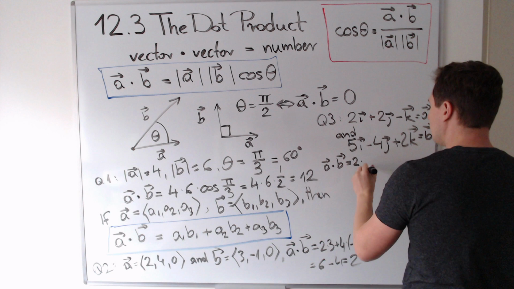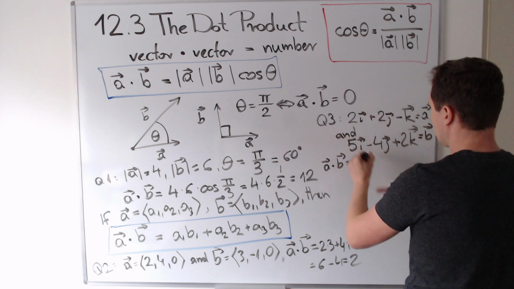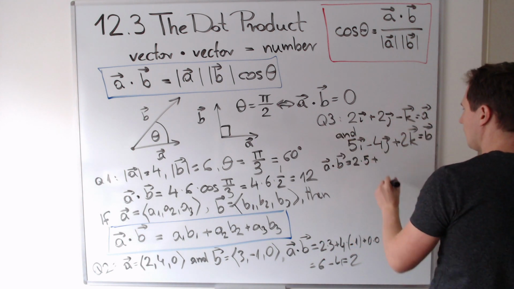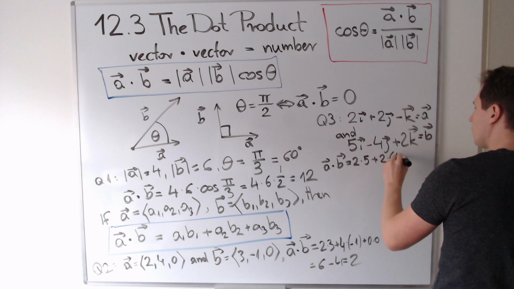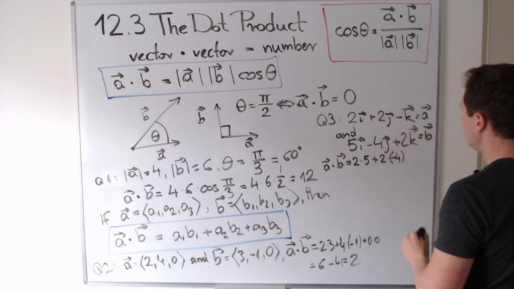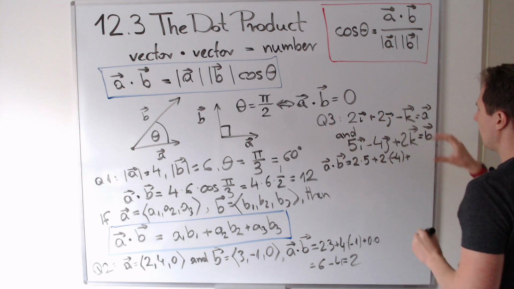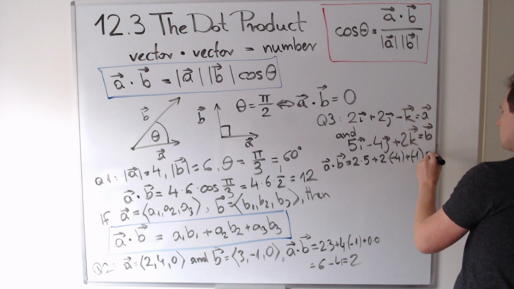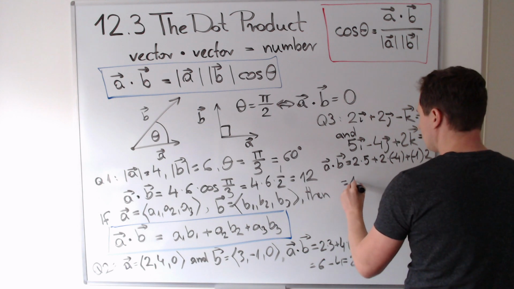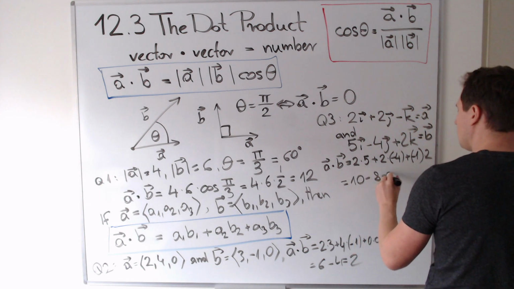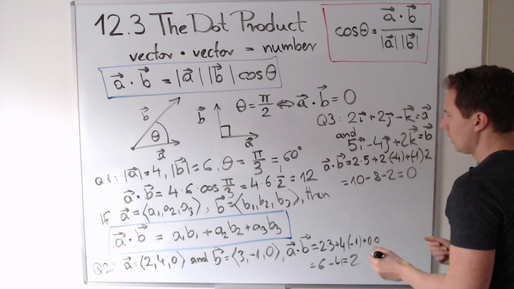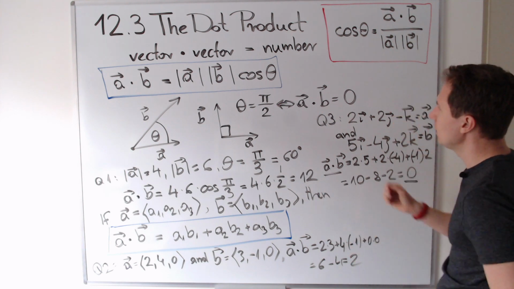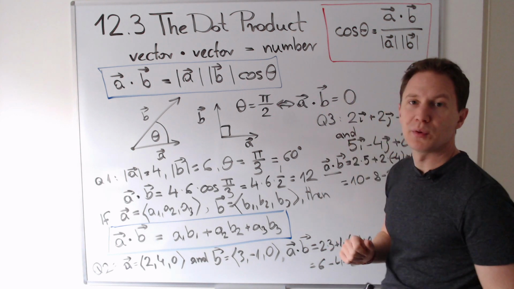And in fact, 2 times 5 is the product of the first components. Then I take 2 times minus 4 as the product of the second components. Finally, I add to that the product of the third components, that's minus 1 times 2. So I get 10 minus 8 minus 2, which is 0. Which exactly tells me that these two vectors are perpendicular.